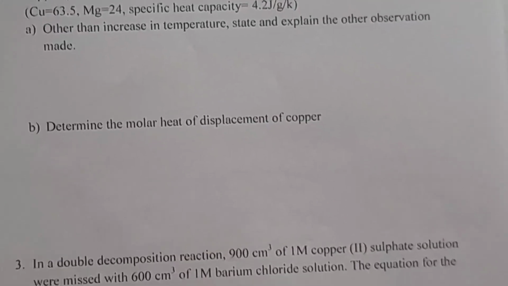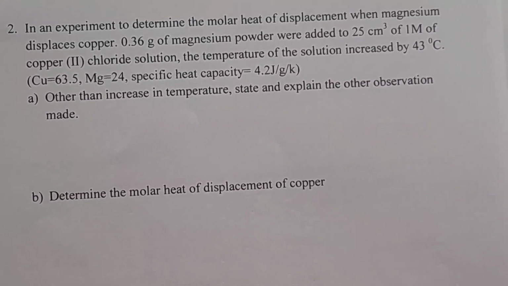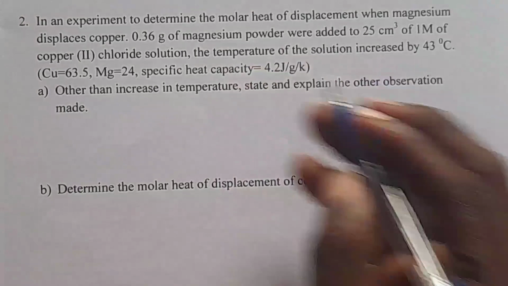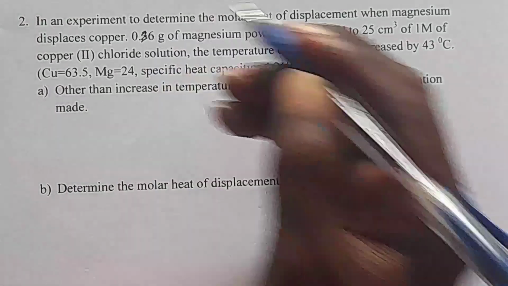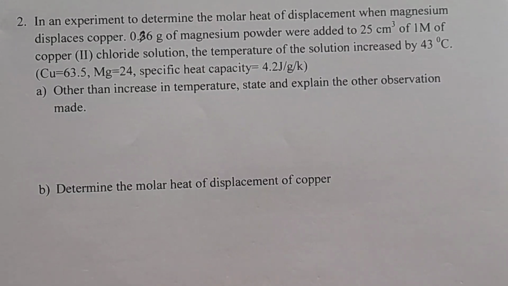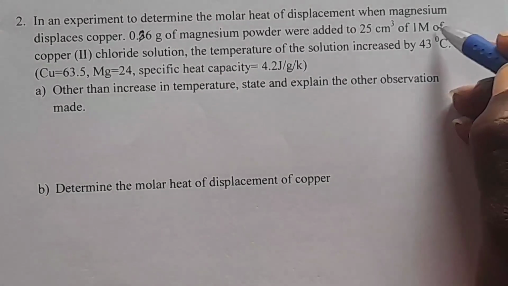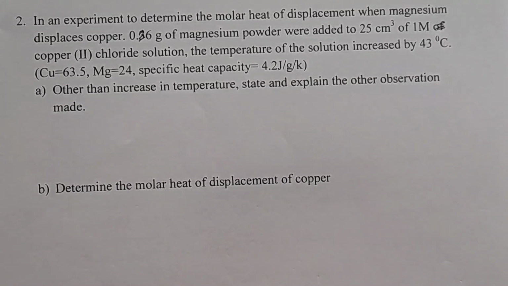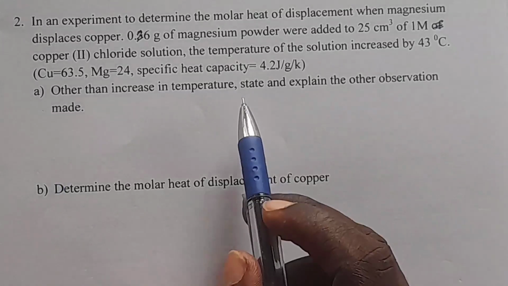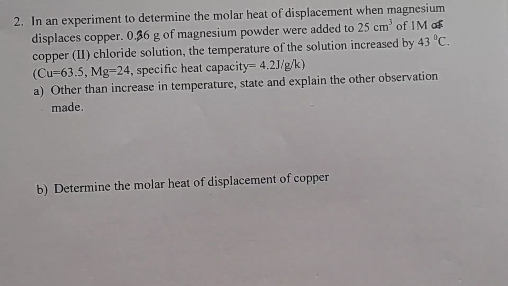Okay, next we are going to have question number 2. The question reads like this: in an experiment to determine the molar heat of displacement when magnesium displaces copper, we are told 0.6 grams of magnesium powder were added to 25 centimeter cube of 1 mole copper 2 chloride solution. The temperature of the solution increased by 43 degrees Celsius. So from here A, we are told, other than increase in temperature, state and explain the observations made.